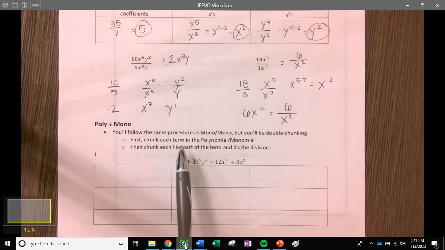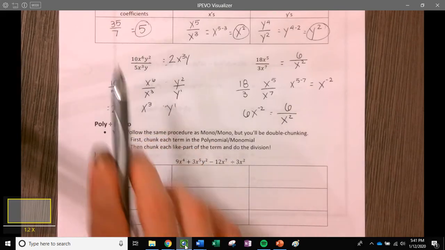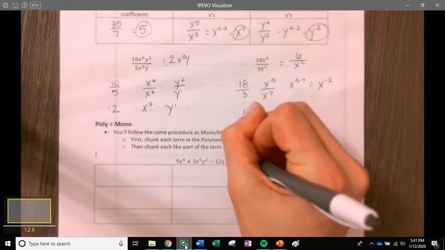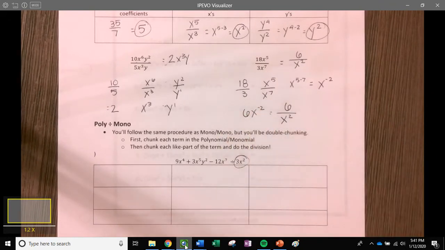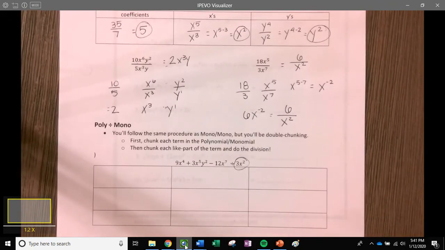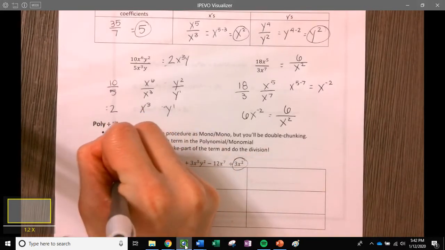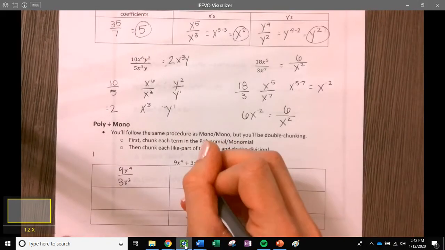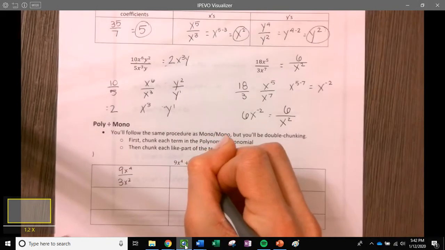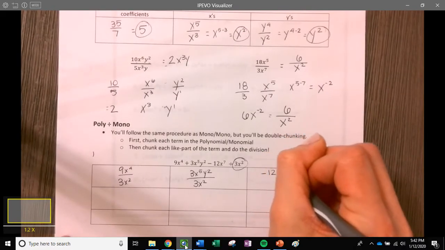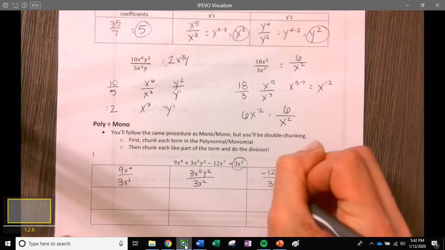Okay, we're going to follow the same procedure as monomial divided by monomial, but we're going to be doing something that I call double chunking, because first, we need to take the thing that is doing the dividing, which is called the divisor. We need to divide each of these terms by the divisor. So we're going to set this up as 9x to the fourth divided by 3x squared, and then 3x to the fifth y squared divided by 3x squared, and then negative 12x to the seventh divided by 3x squared.